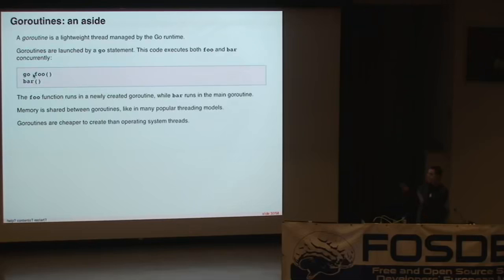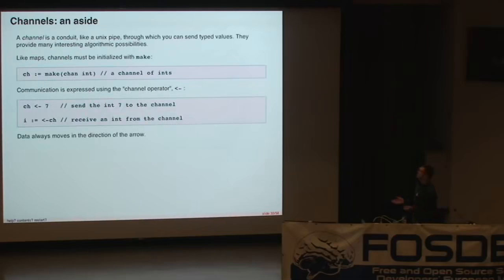So we have foo executing in one goroutine and bar executing in the current goroutine. And that's it. That's as simple as goroutines are. But this isn't very helpful. What if you need to talk between these goroutines? And so this is where channels come in. A channel is a conduit like a Unix pipe, except it's typed.